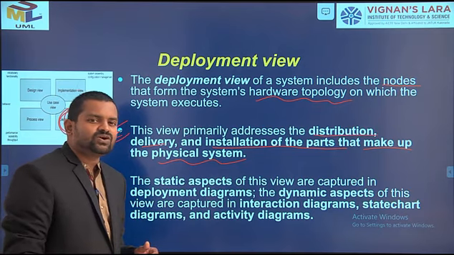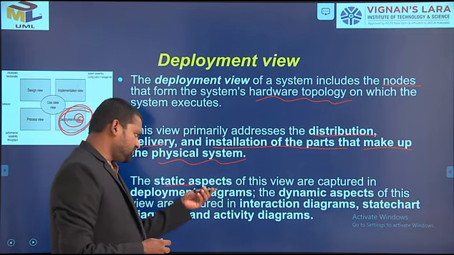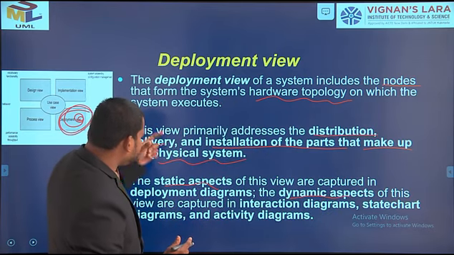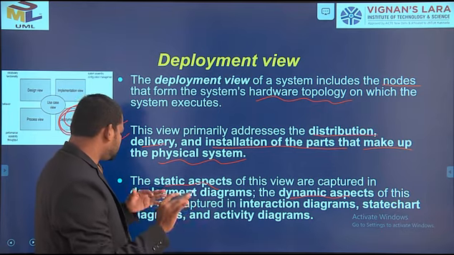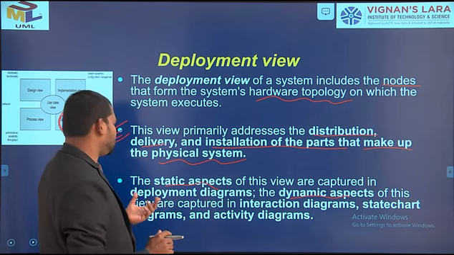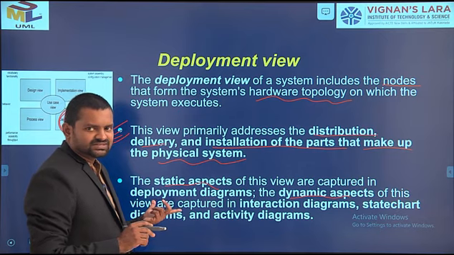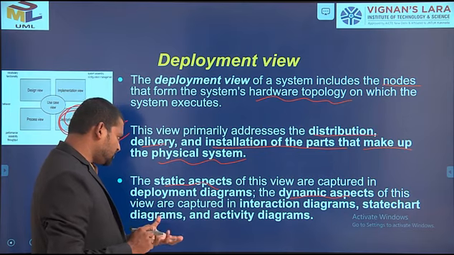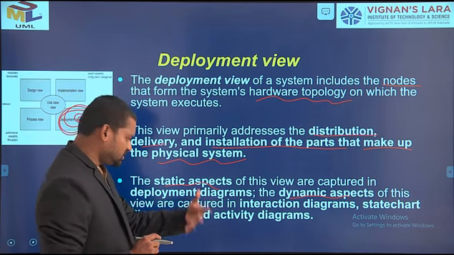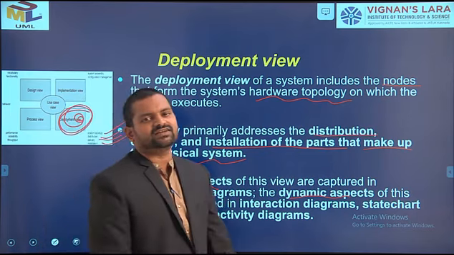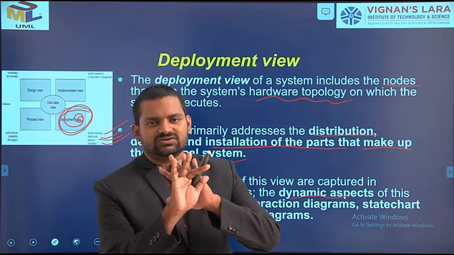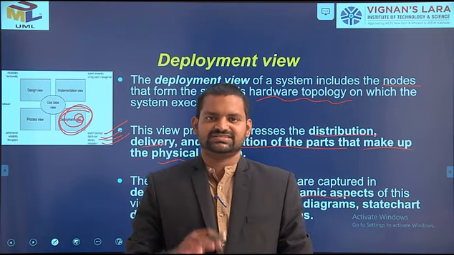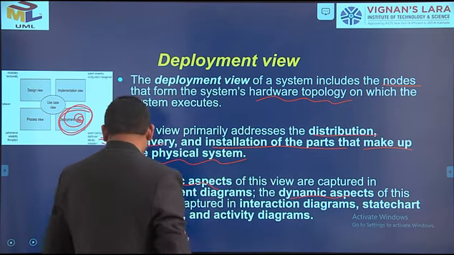This deployment view also has static aspects and dynamic aspects. The static aspects are captured only in the deployment diagram, the ninth diagram. The dynamic aspects are interaction diagrams, state machine diagrams and also activity diagram. Deployment means the end of the project, after the last phase of the project.